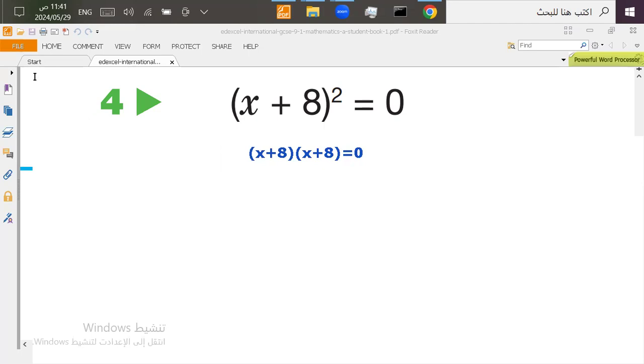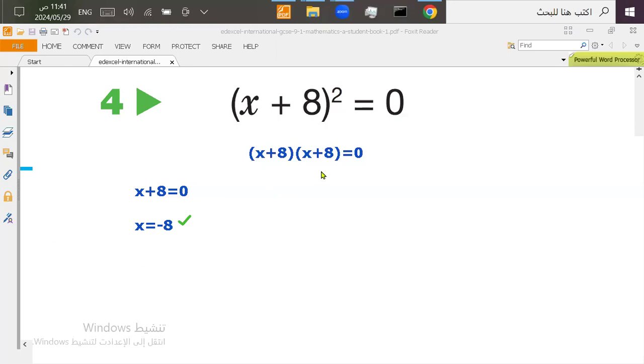Now you take, because both of them are the same, you just take one of them. So you say x plus 8 will equal 0. Now I need the value of x, so I'm going to take the 8 to the other side and make it negative 8. So the value of x that makes this equation right is negative 8. And this is the idea of answering a question like this.